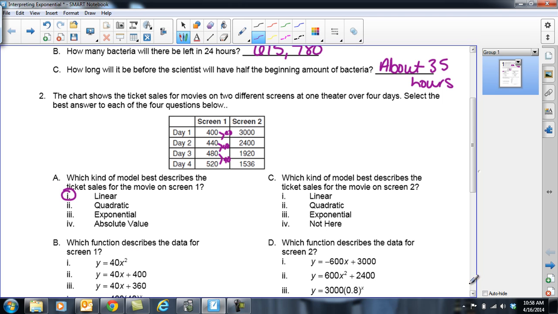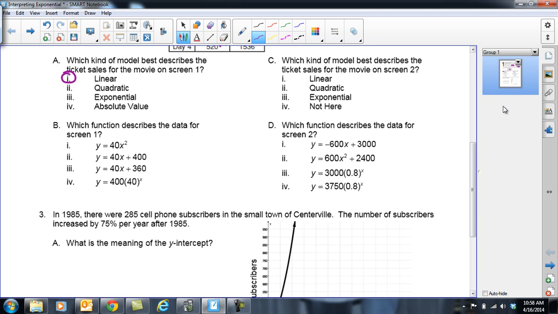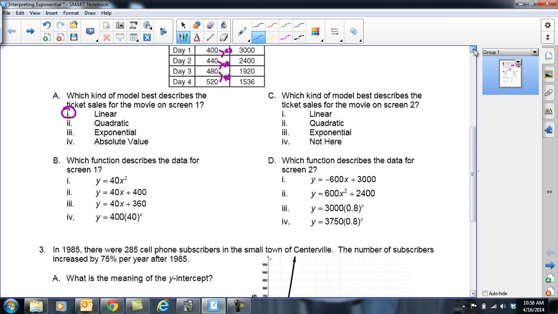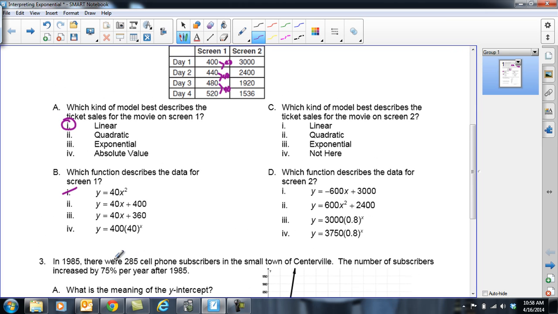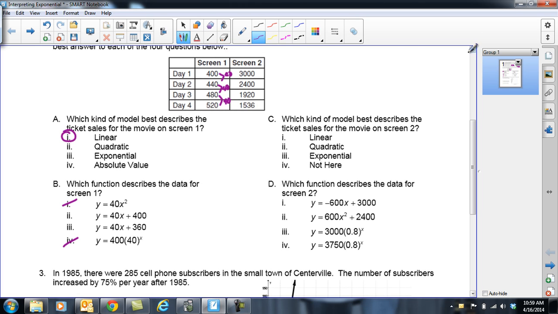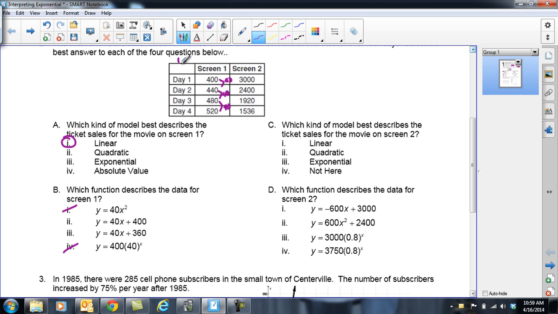Now they want to know which one describes the data for screen 1. Well, I know it's a linear function, so this one's automatically not it, because that's quadratic, and it's automatically not this one because that's exponential, so it's one of these two. What I have to do is figure out, before I can write my equation, where 0 would be. If I'm adding 40 every time, to get to 0, I subtract 40. This would be 360. So I would start at 360, add 40 every time. This would be my equation.